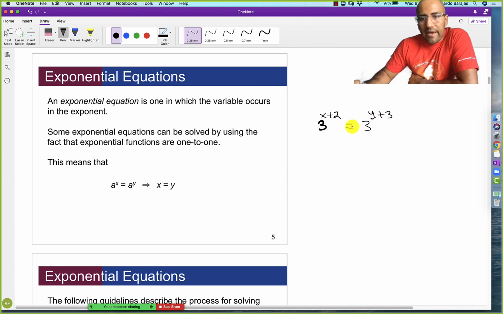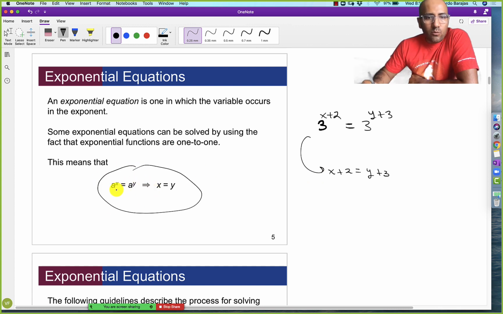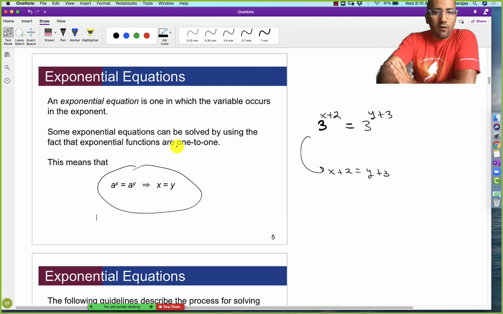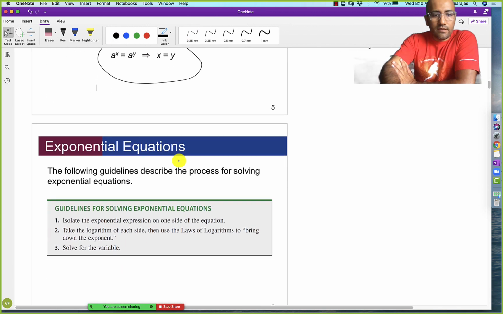Because they both have the same base and because they're equal to each other, this little property is letting us know that we can conclude from here that the exponents must be equal to each other. x plus 2 must be equal to y plus 3. Right? That's what this little thing is letting us know. Exponential functions with the same base. Good. So that'll be a useful tool to be able to solve a lot of exponential equations.